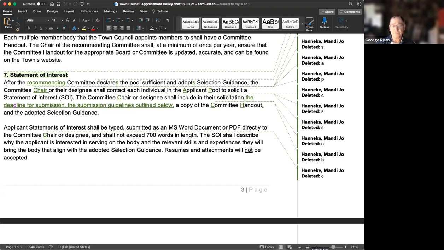Applicant statements of interest shall be typed, submitted as an MS Word document or PDF directly to the committee chair or the designee and shall not exceed 700 words in length. The SOI shall describe why the applicant is interested in serving on the body and the relevant skills and experiences they will bring the body that align with the adopted selection guidance. Resumes and attachments will not be accepted.